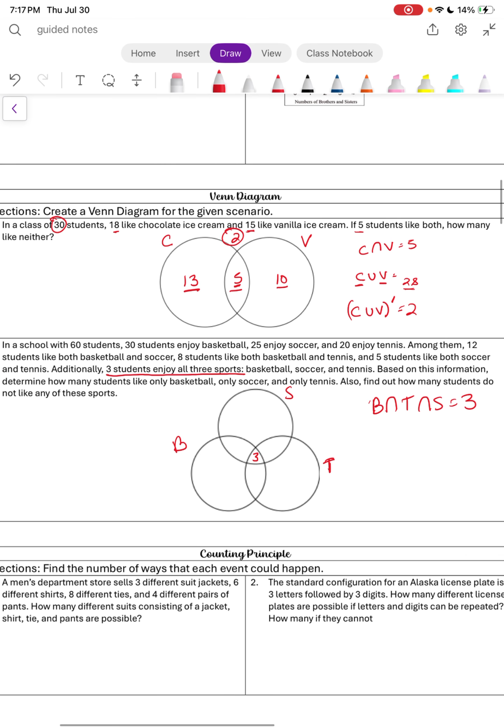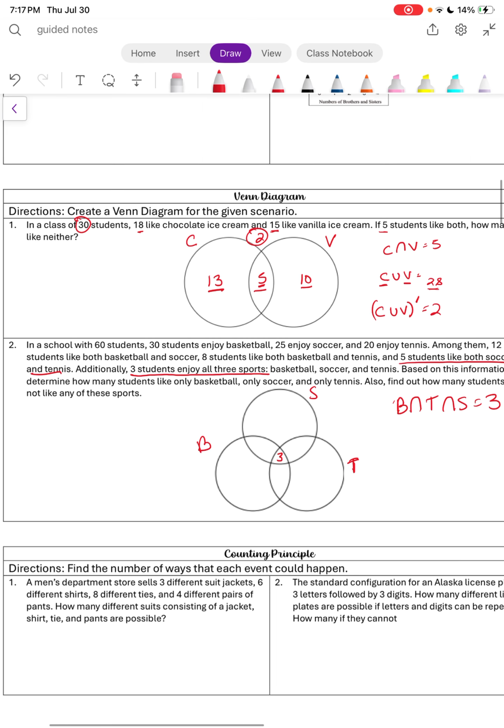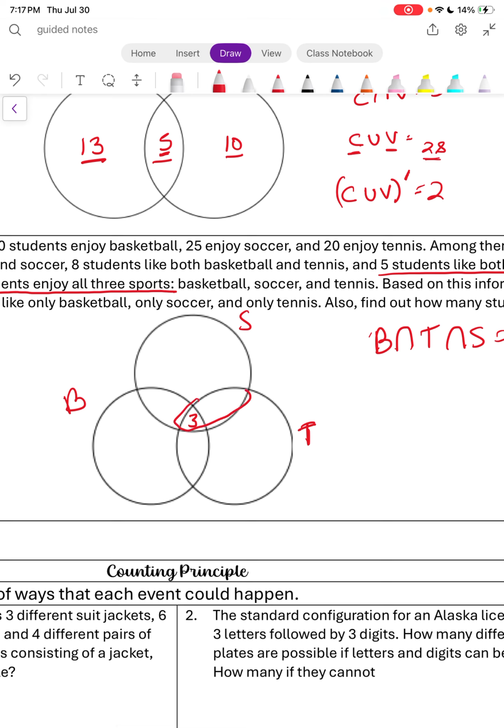Now let's keep working backwards. It says 5 students like soccer and tennis. The ones that like soccer and tennis would be in this portion because it overlaps soccer and tennis, including what we've already written. So since there's 5 total, and we've already got 3 in that region, that would be 2 more people like soccer and tennis. That's a total of 5.